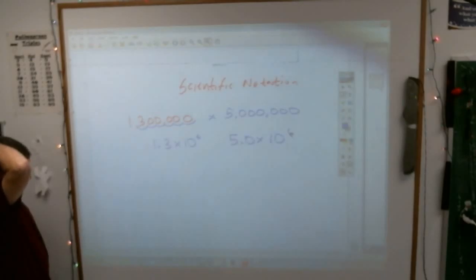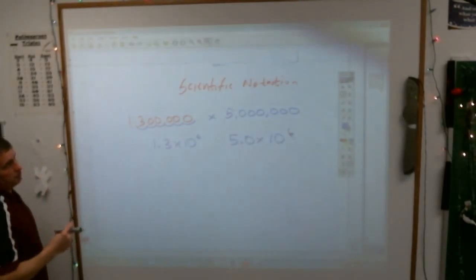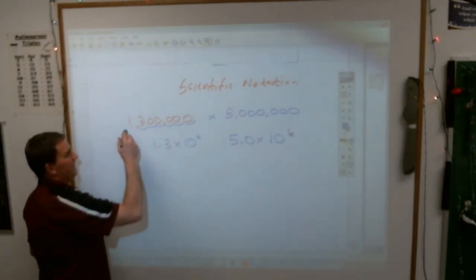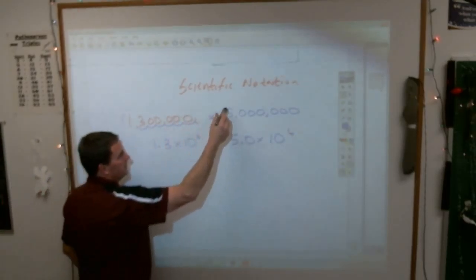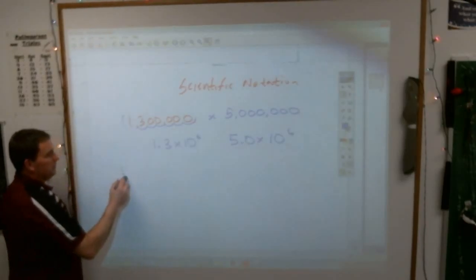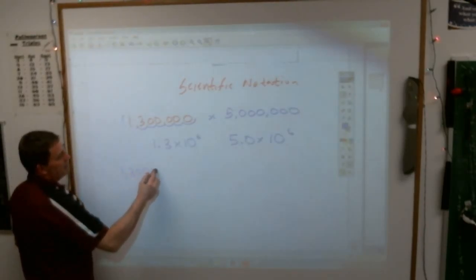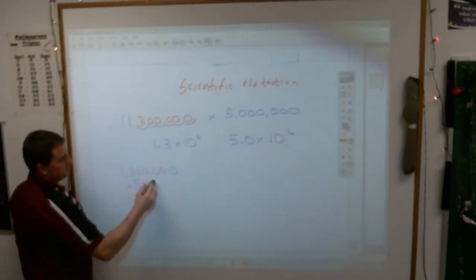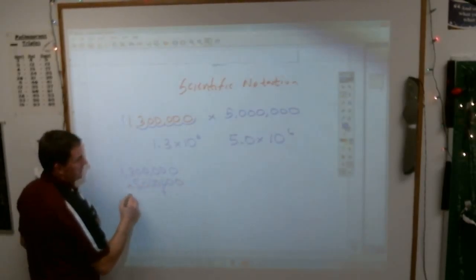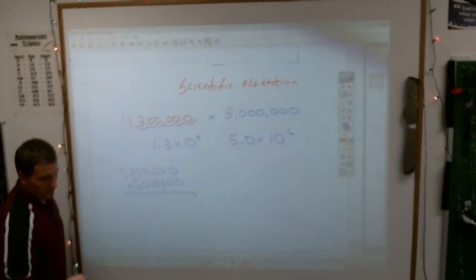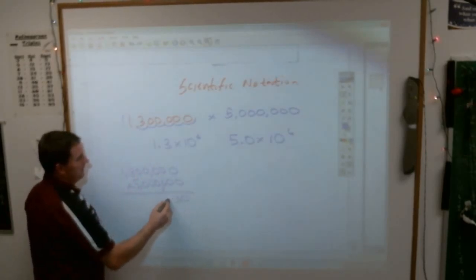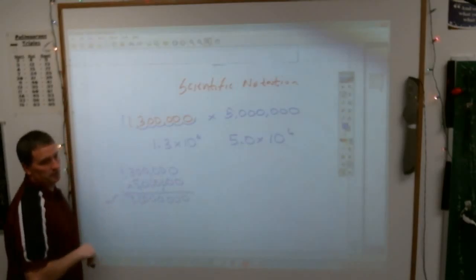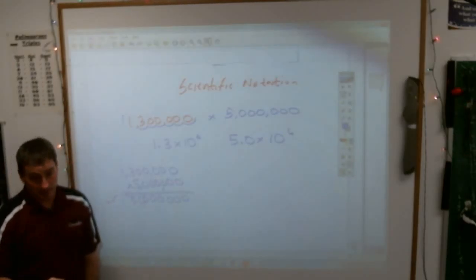Now here's the deal. The reason why scientific notation is used is because it makes calculating relatively easy. If I asked you to actually do this problem, and you were supposed to multiply 1,300,000 times 5 million, there is just an incredible amount of zeros to do there. I don't even want to do it because there's too many zeros that would make me all messed up.